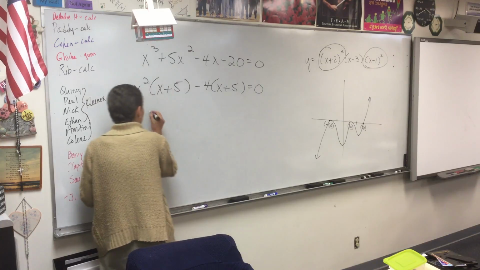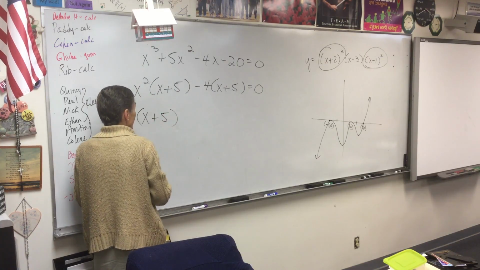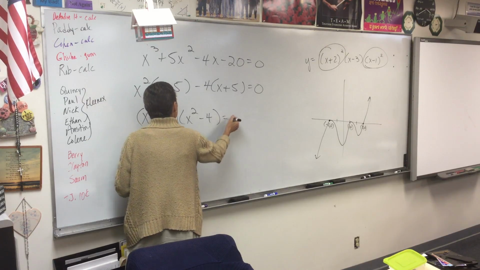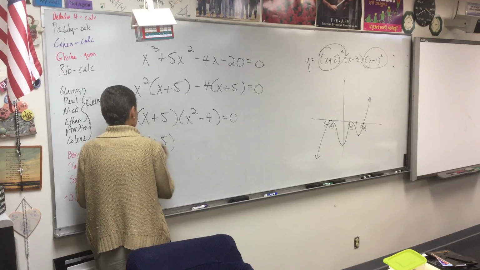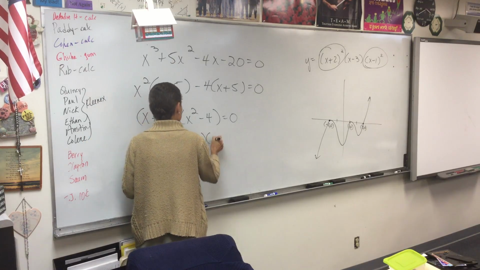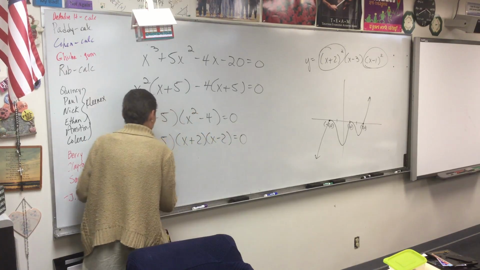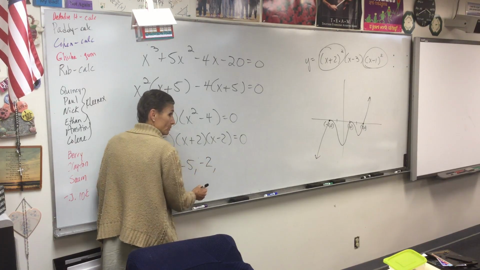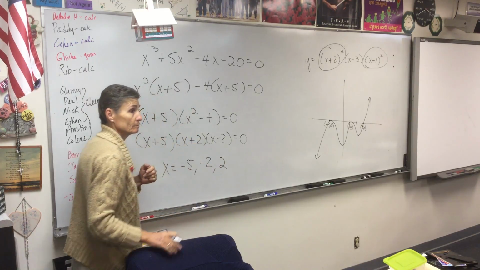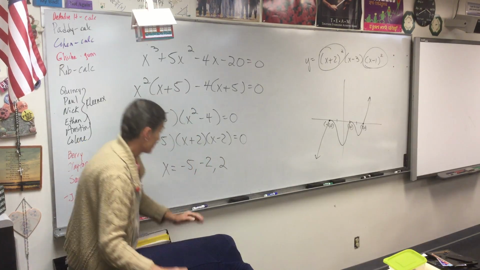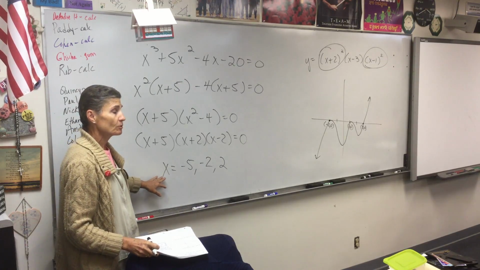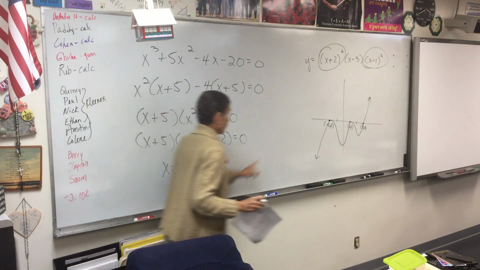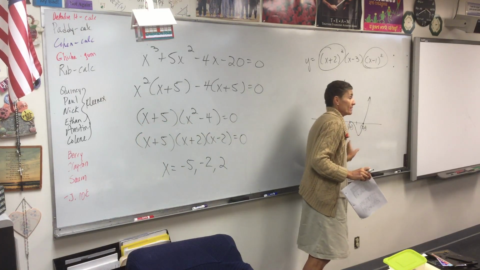When I group, I have to have a common parentheses, and I do. It's x plus 5. And then what's left is x squared minus 4, which factors itself, right? x plus 2, x minus 2. So x equals negative 5, negative 2, or 2. And what were the directions? Find the zeros. There they are. If the directions had been graph, you would do all of this and then plot these points, just like you did here, and then connect the dots.